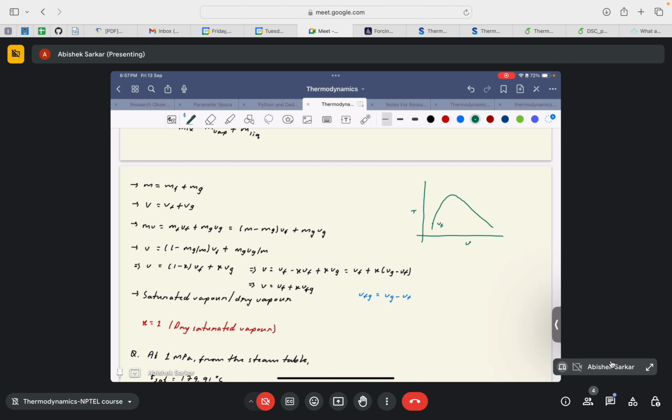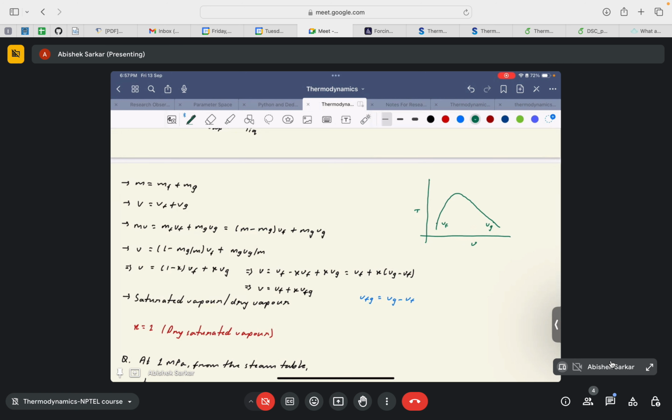Vg. So you can clearly see that the volume of the gas for a particular temperature and pressure, or a particular saturation state, is always greater than the volume of the fluid, right? It's understandable. But there is a point where you find that the volume of fluid is actually equal to the volume of gas. So what is that point known as?